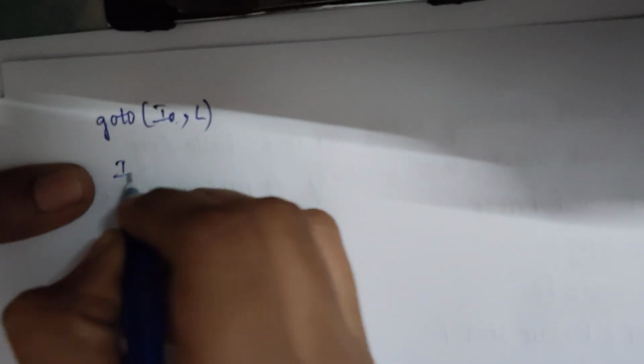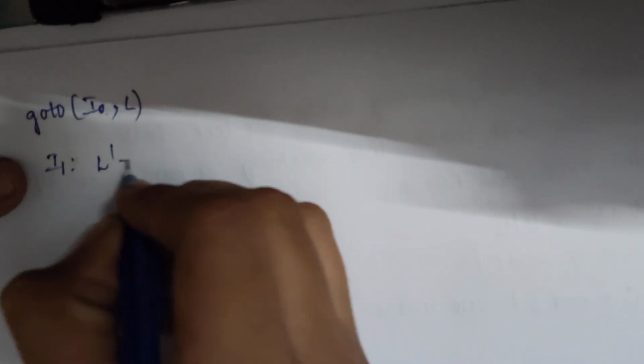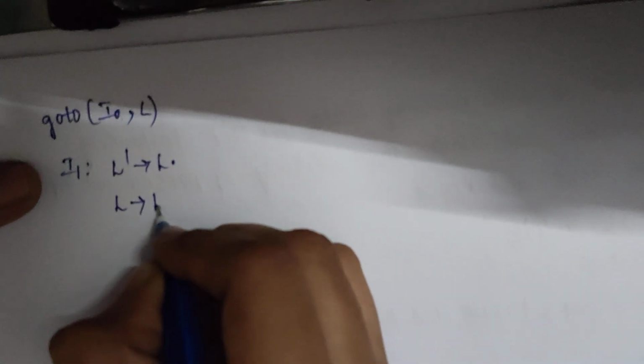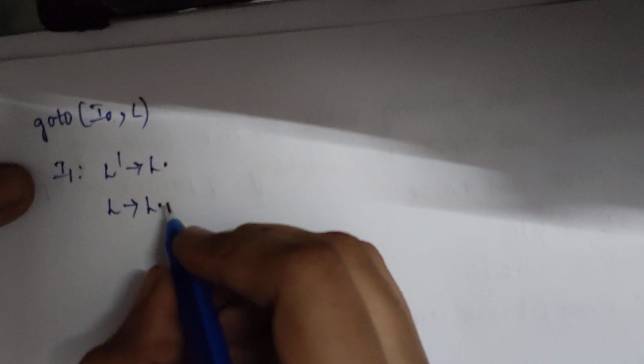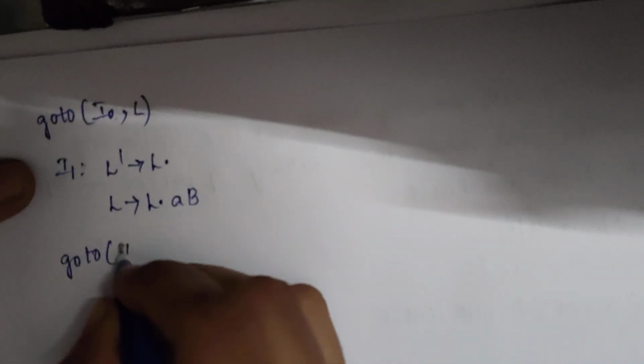We are shifting on L, so let us call this I1. L dash produces L dot, and L produces L dot A B.